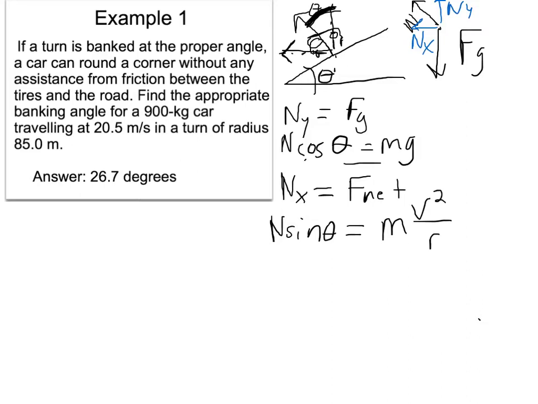So my n sine theta is equal to my net force, my centripetal force. And I'm looking for this angle theta. To get theta, I'm going to have to know everything else in the equation, so let's see what I know.